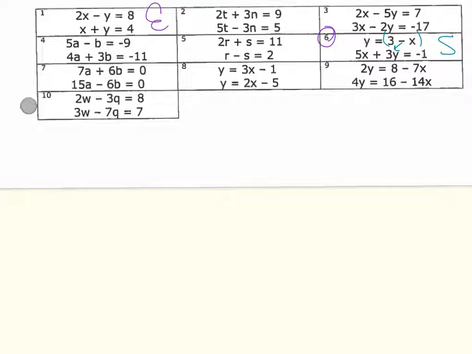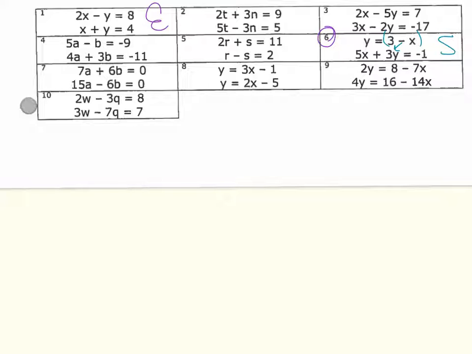If you were not so strong with substitution, this would also not be too difficult to actually graph, right? And usually people stay away from graphing just because it takes a little bit longer, but if you notice that you could just solve 5x plus 3y equals -1 for y, it wouldn't be too difficult to graph. I still think substitution would be the stronger choice here.